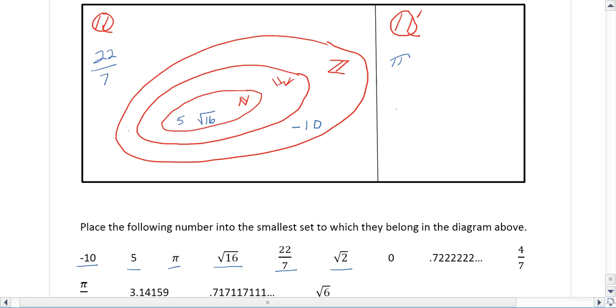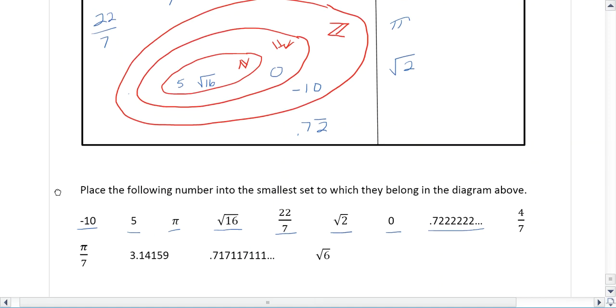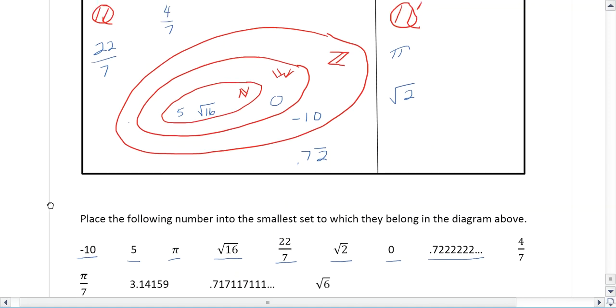All right, square root 2, not a perfect square, belongs in the irrationals. 0, the smallest set we can put 0 in is the whole numbers. 0.7222222 repeating belongs in the rationals because it's a repeating decimal. 4/7, just a fraction, belongs in the rationals. Pi over 7, remember, just because you divide an irrational number, it still stays irrational.